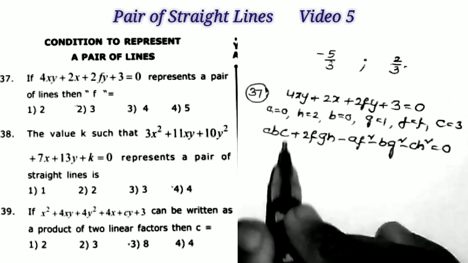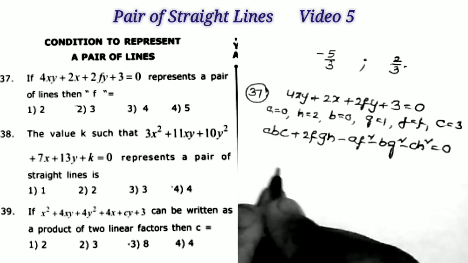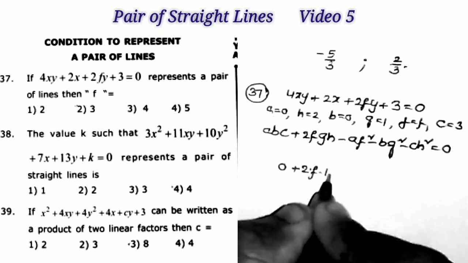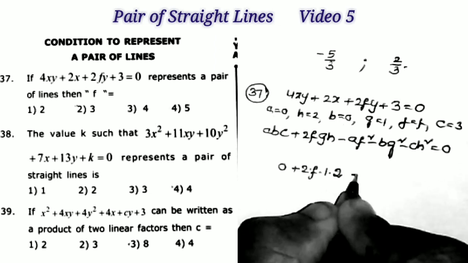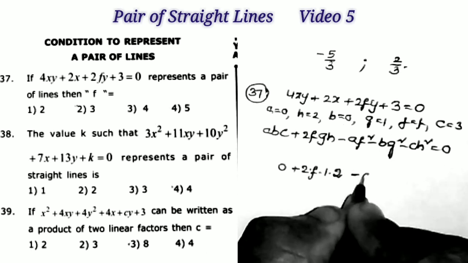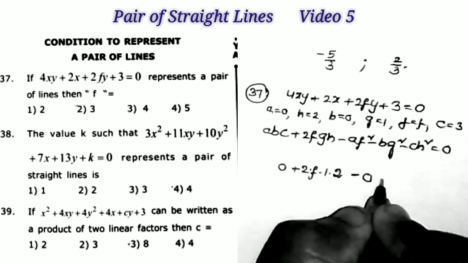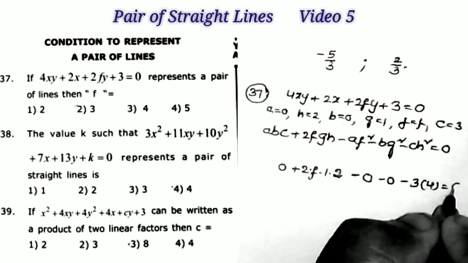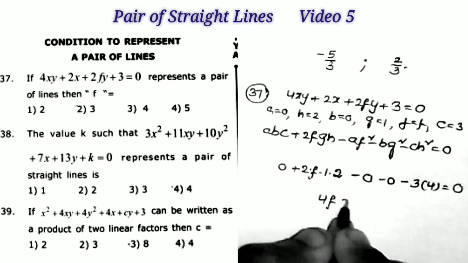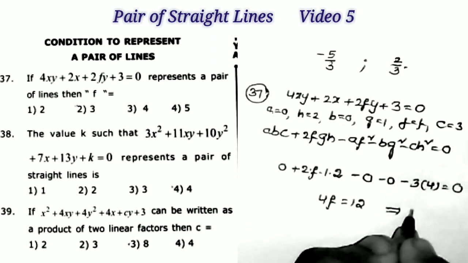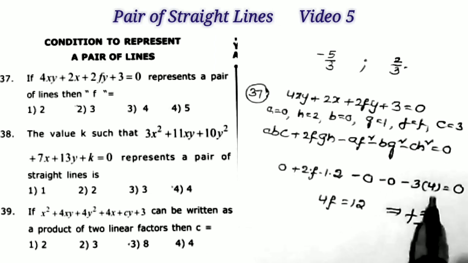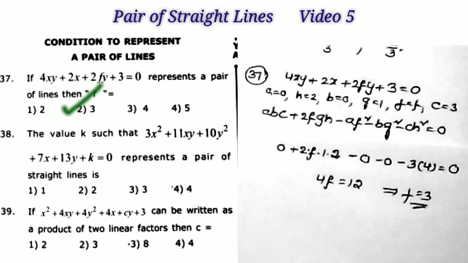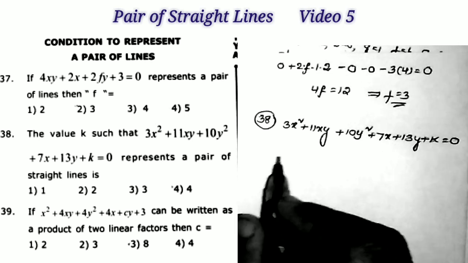Now replacing the values of a, b, c: 0 into 0 into 3, that is 0, plus 2fgh, 2 into f into g value 1, h value 2, minus af square, a is 0, minus bg square, b is 0, minus ch square, 3 into h square, h is equal to 2, h square is equal to 4. That is 4f is equal to 12, then the value of f is equal to 3. Okay, just replacing the values in the condition. f is equal to 3, that is the second option.